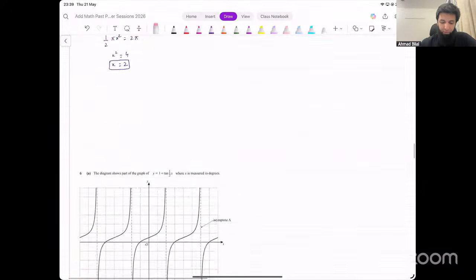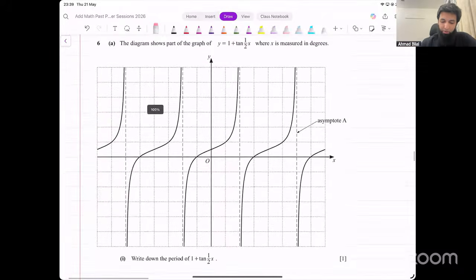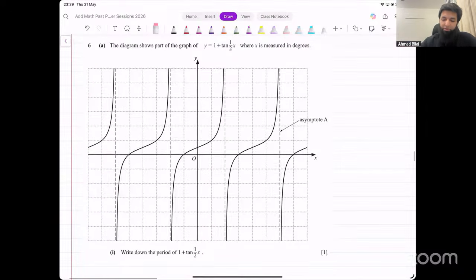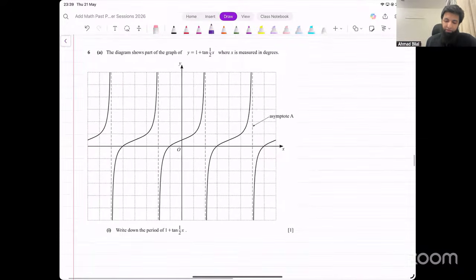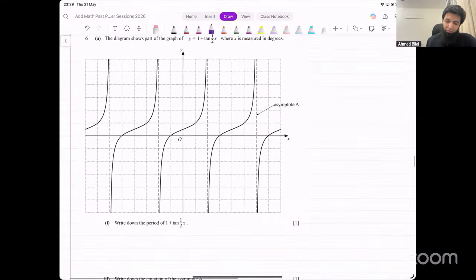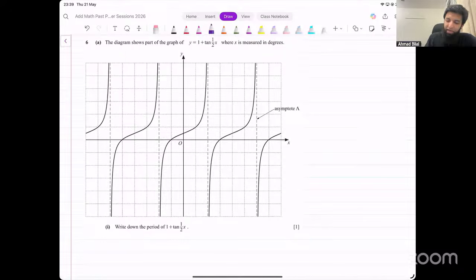Sure, let's move on. Now they're saying in this question number 6, the diagram shows part of the graph y equals 1 plus tan half x, where x is measured in degrees. Write down the period of 1 plus tan half x. Okay. What's the period of tan graph? What's the period of tan x?